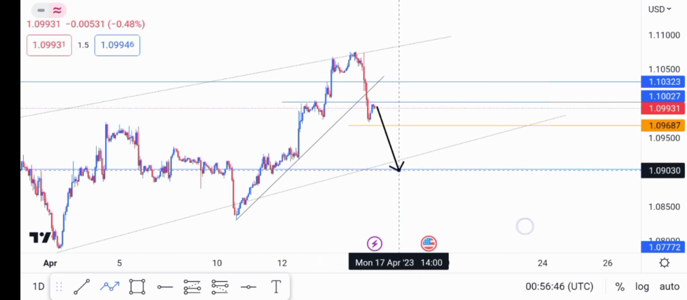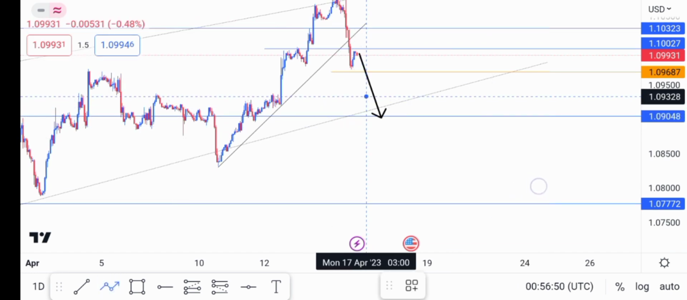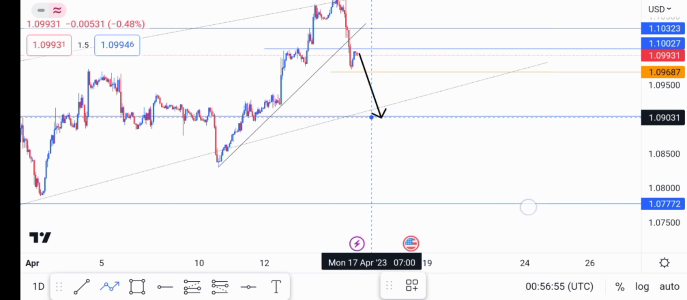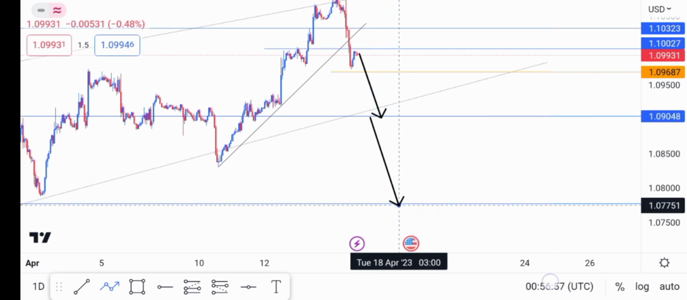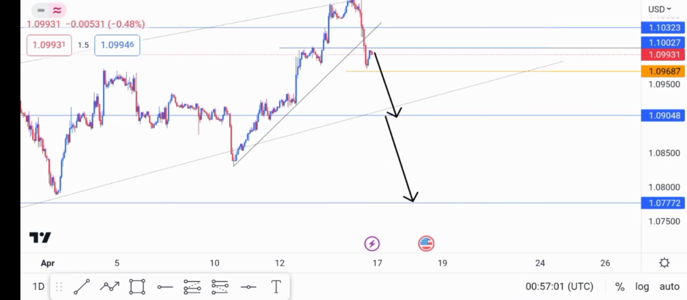Maybe up until here, and if we close below this level, bear in mind guys, if we close below, okay, and yeah, up until here, then we are looking for the sellers.